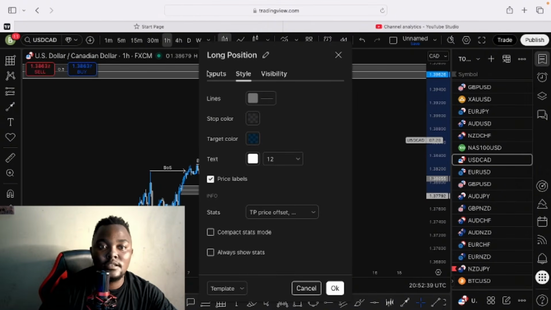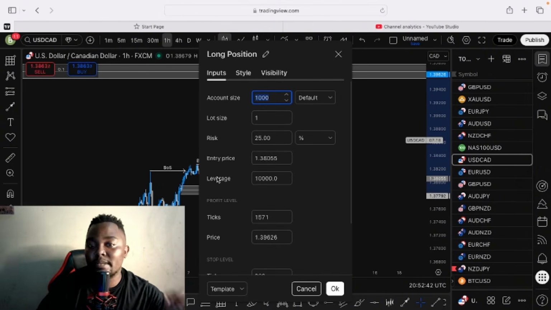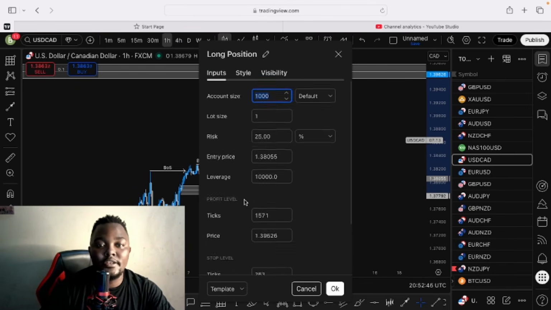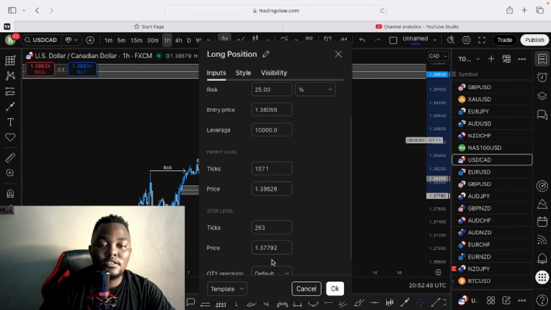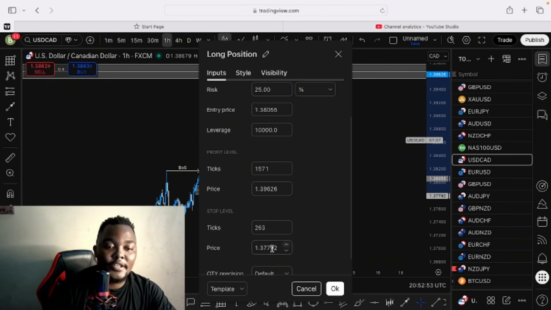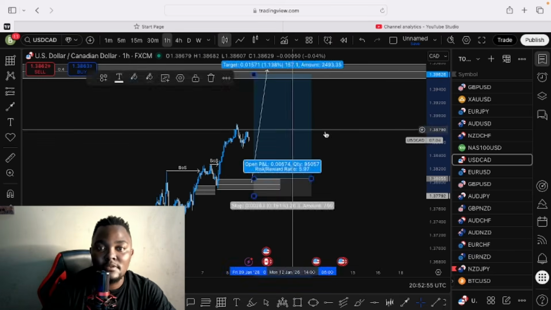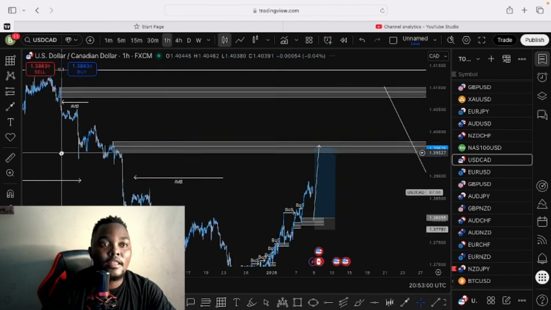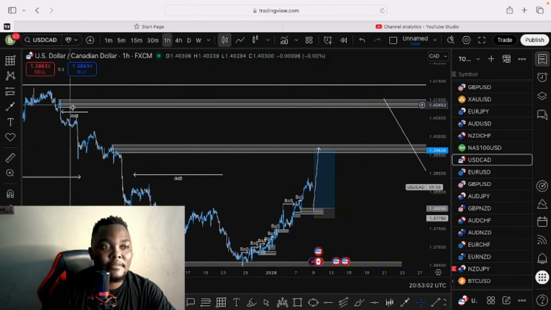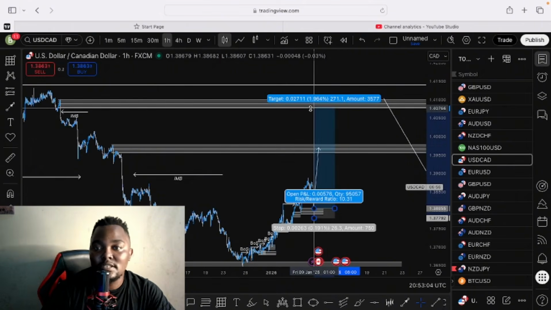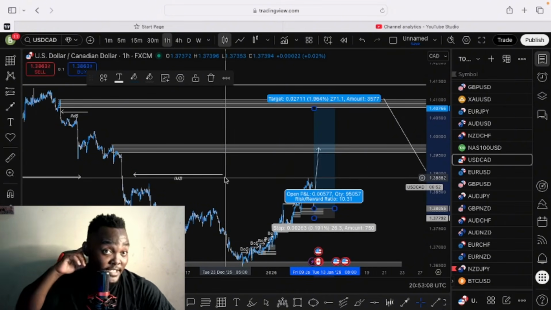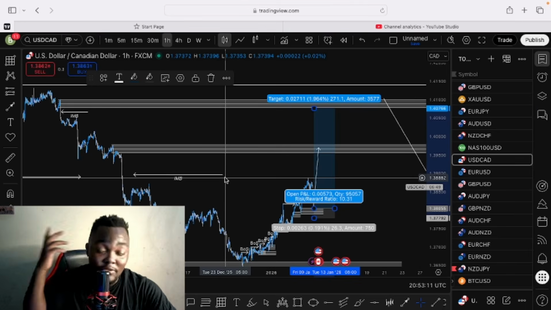Let me just do this, your inputs. So your entry price should be at like 1.38055, and your stop level should be at like 1.37792, and your take profit can just be open, just because we are trying to target the extreme zone on the daily time frame, which is imbalanced. So there is a potential for it to reach like 10%. That is if it works out in our favor, just because this is just an anticipation on USD CAD.